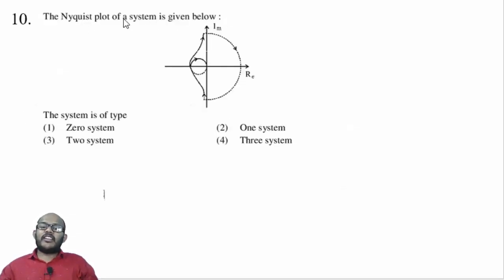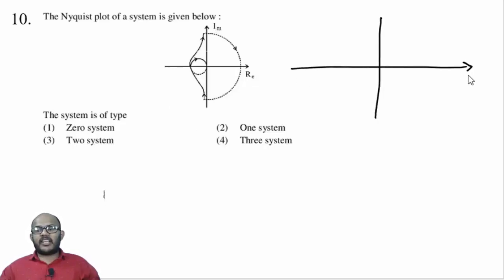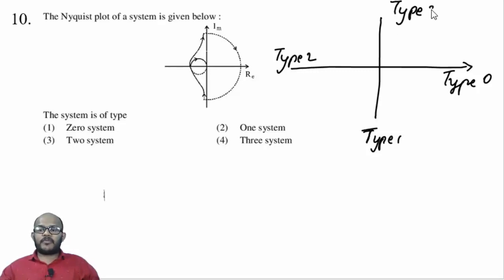Moving on to 10th question, the Nyquist plot of a system is given below. So they are asking the type of the system. In order to find the type of the system, simple thing is, if your Nyquist plot is starting from here, then it is type 0. If it is starting from here, it is type 1. If it is starting from here, it is type 2. If it is starting from here, it is type 3.